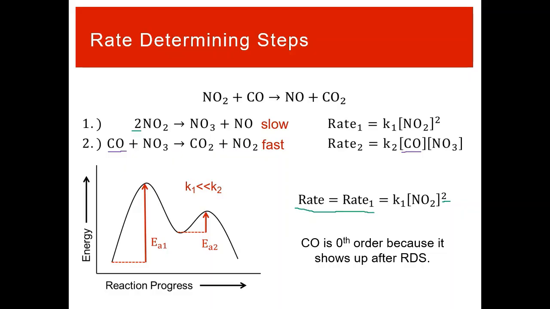The slow step is just making the NO3 for the CO to react with, right? You have to make this as an intermediate that then shows up in the second reaction. So that first step is rate determining. That is what's slow. You're not low on carbon monoxide. That's not your problem. The problem is getting that first step to happen. So that's why CO is 0th order. It's in the reaction mechanism, but it's in the fast part after the rate determining step.